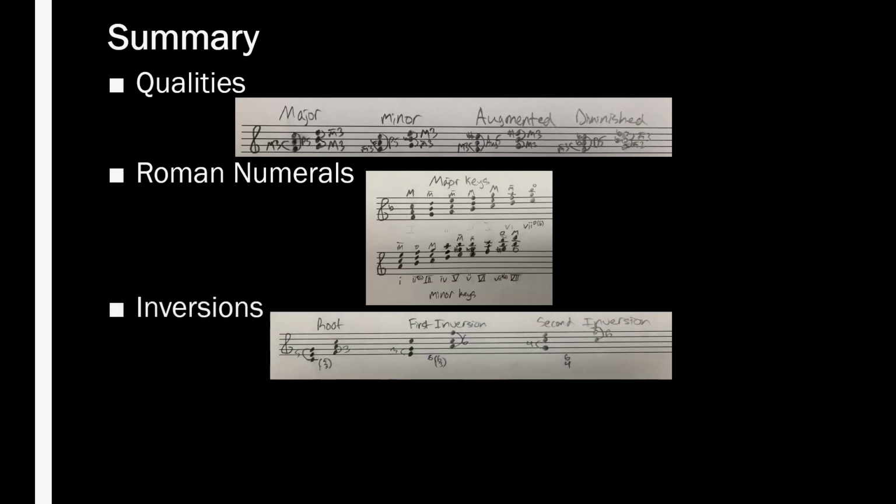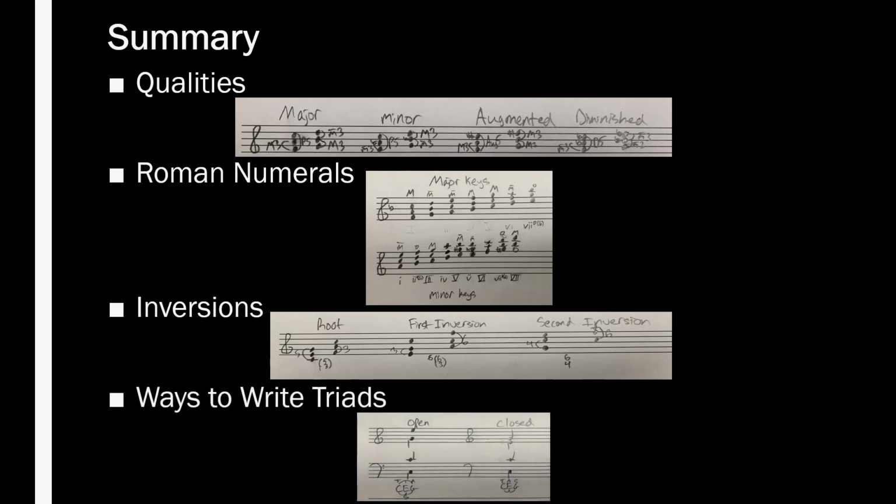Inversions. For triads, there are three positions a chord can potentially be in. Root position, with nothing written, or 5/3 in the bass, is where the root of the chord is also in the bass. First inversion is written as a 6 in the figured bass, and is where the third of the chord is in the bass. Second inversion is written as 6/4, and is when the fifth of the chord is in the bass.